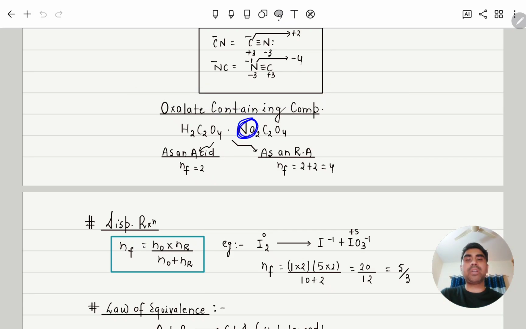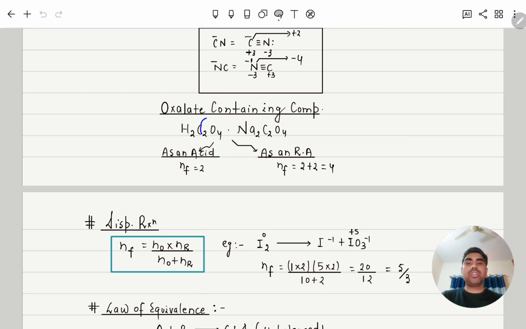Sodium is already +1, so its oxidation number cannot change. Alkali metal is always +1. Alkaline earth metal is always +2. Fluorine is always -1. Already we discussed. Oxygen ranges from -2 to +2. Clear?